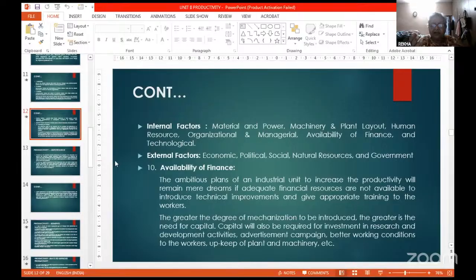This is not in your hand. But the government keeps on encouraging this, so that people can produce more goods or services.